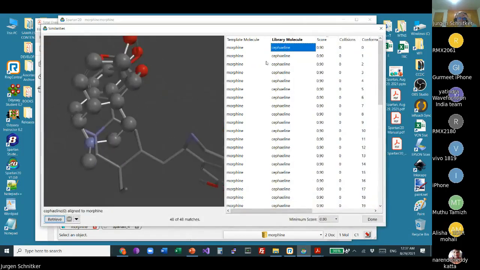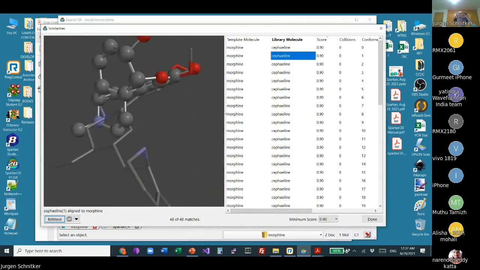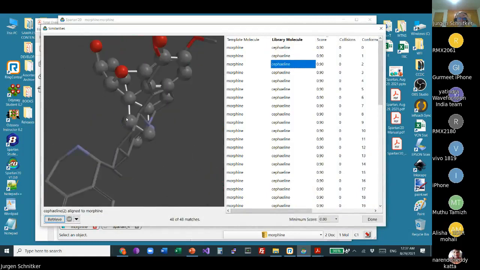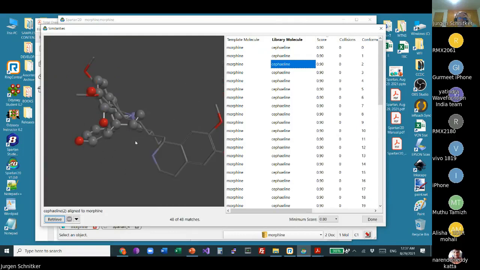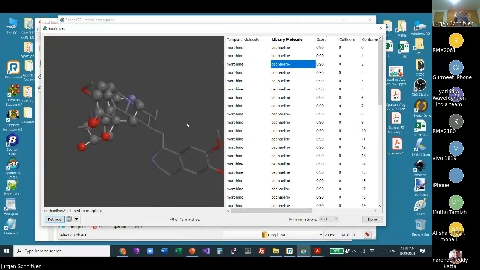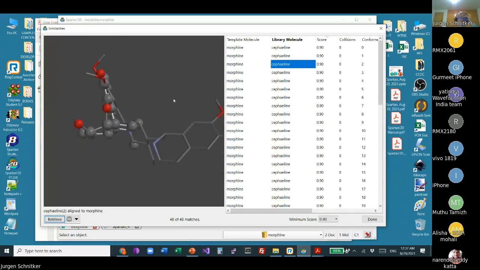But these are all 0.9, where 0.9 matches off. So superimposed here is my morphine molecule and one of the conformers of cephalene.